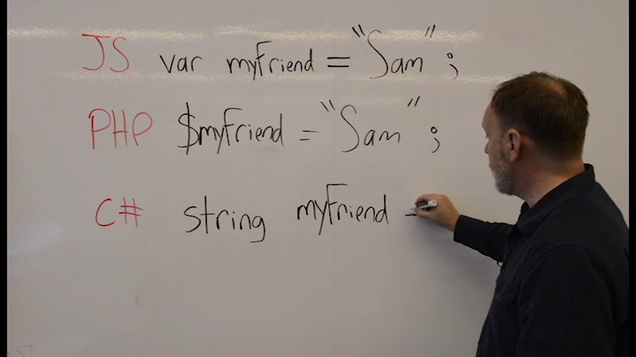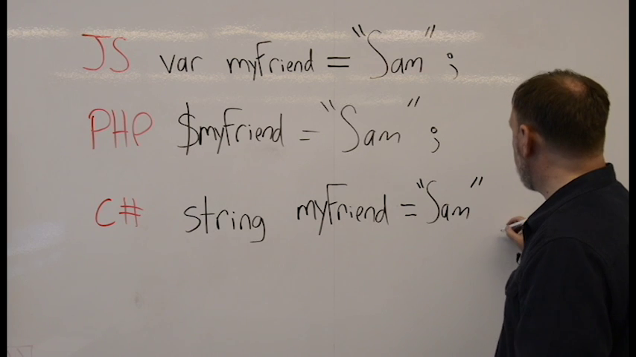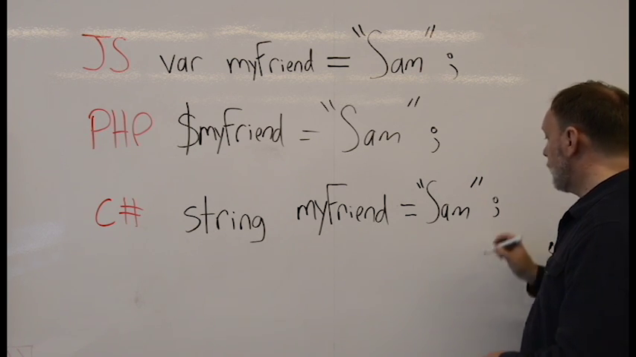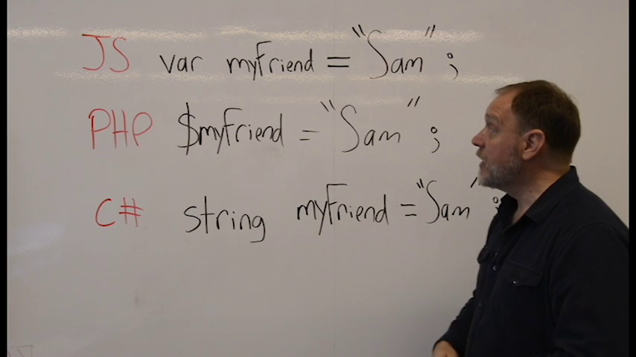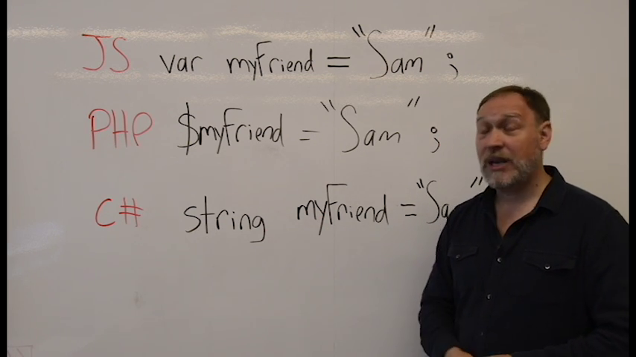And then we can assign its value. Just the same as we did in the others, and ending with a semicolon. So that's declaring and assigning values to variables in JavaScript, PHP, and C#.